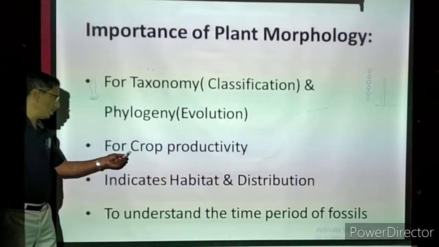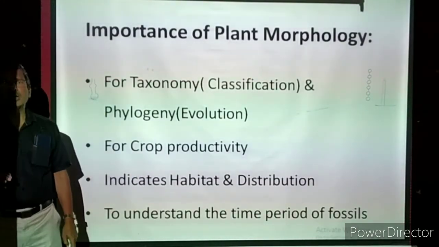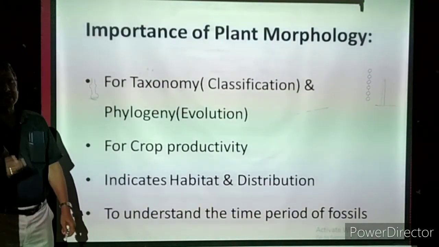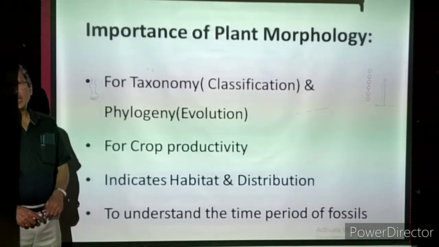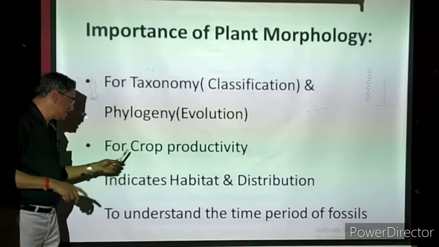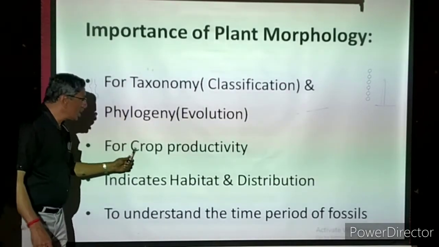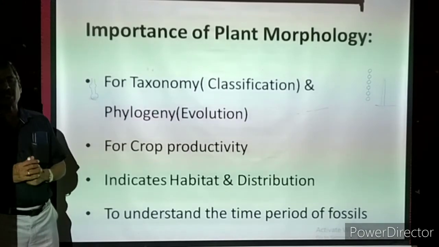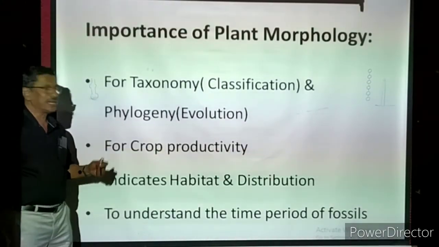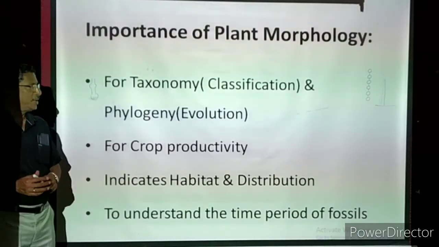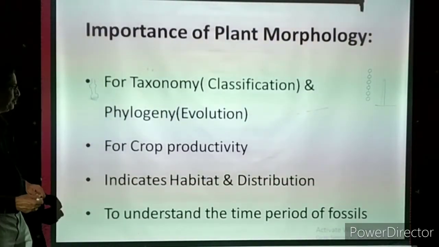Now first we have to know what is the meaning of crop. Any plant which is giving us food, any plants which are giving us grains, we can call as a crop. Grains or fruits or vegetables or any food products, that is called a crop. So for crop productivity, if you know the external appearance, the external features of the plant, we can understand how we can cultivate and how we can get the products from the plant. For that, external morphology is very important.